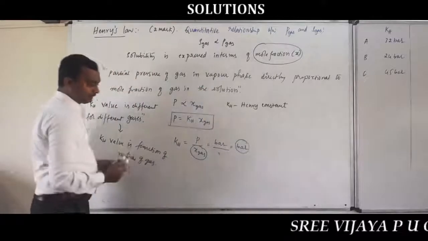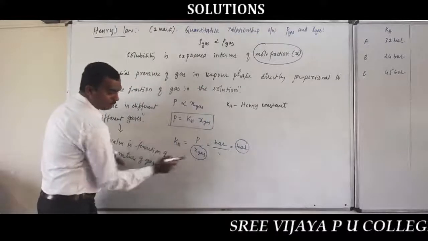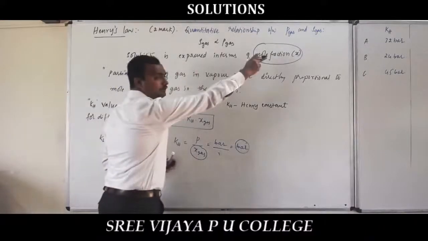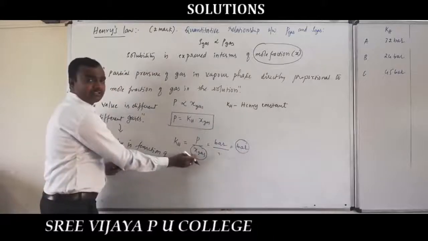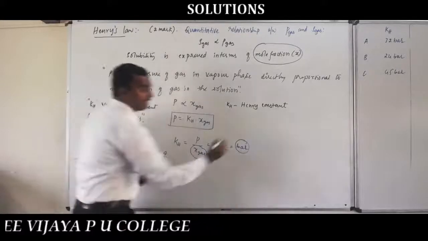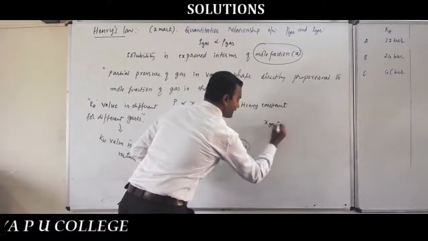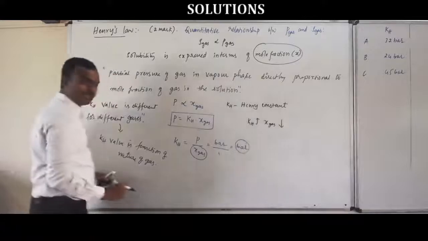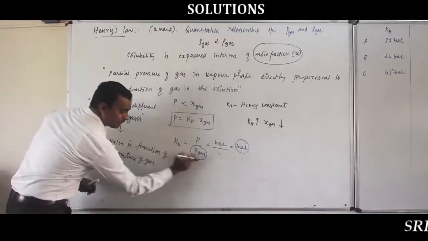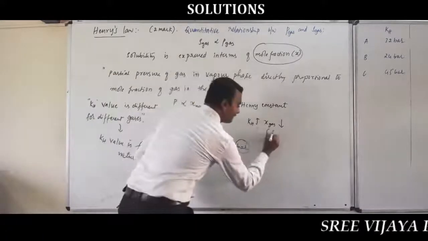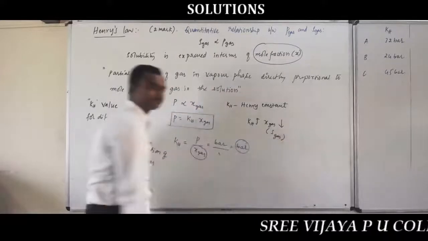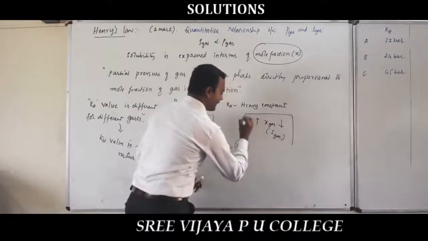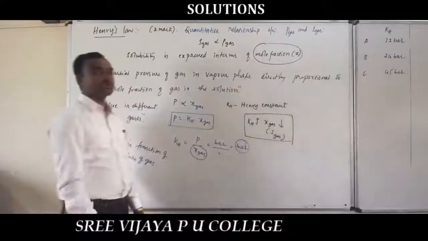Observe this equation a little. Kh and mole fraction. Mole fraction is nothing but solubility, expressed in terms of mole fraction. As the Kh value increases, the mole fraction of the gas decreases, because they are inversely proportional to each other. And mole fraction of gas is nothing but solubility of gas. So this is a very, very important relationship: solubility of the gas and Kh are inversely proportional to each other.